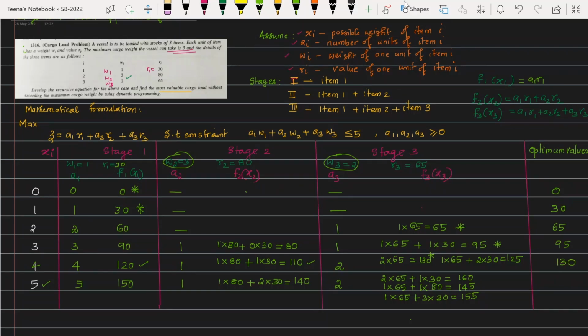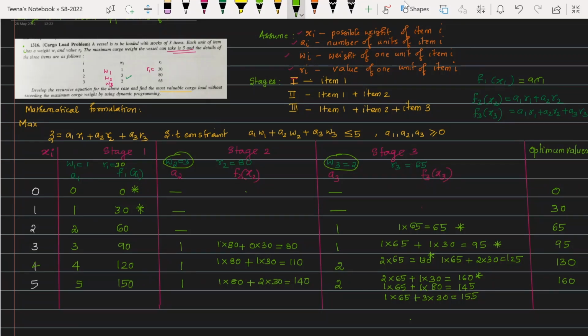Now when it comes to the case of xi equal to 5, we have to consider 150, then another option is 140, then we have 160, 145 and 155. So among all these values, 160 is the optimum value. So we choose 160. So we choose optimum values for all possible xi.